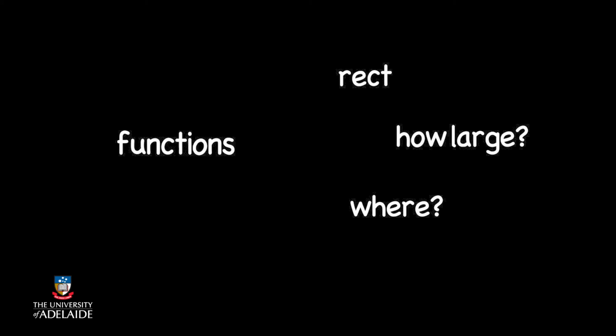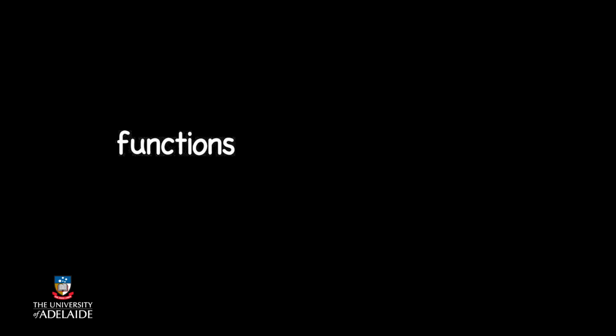For example, a function that is used to create a rectangle, which in processing is the rect function, performs the task of drawing a rectangle, but it needs to know how large the rectangle should be and where the rectangle should be drawn. How we do this will be the focus of this first lesson. Processing has a wide range of existing functions that can be used to do powerful things to create and manipulate basic shapes. We will use a lot of these in this course.